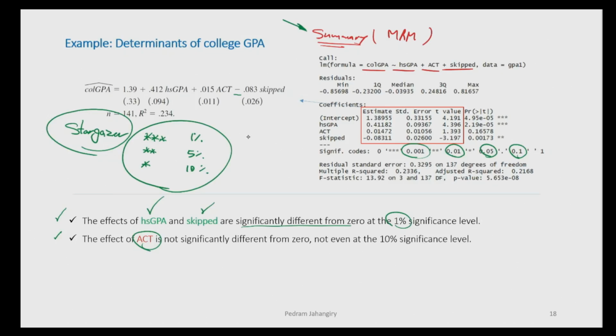So this is the stargazer output. Let me use consistent color. For the summary output, 3 stars is 0.1%, 2 stars is 1%, 1 star is 5%, and a dot is 10%. Depending on which one you want to go with, most probably for many of the homeworks you're going to go with the summary output, because the t-stat is automatically calculated. With the stargazer output, you have to calculate it manually. So it's your choice. You can practice it, and the more you practice it, the easier it becomes.